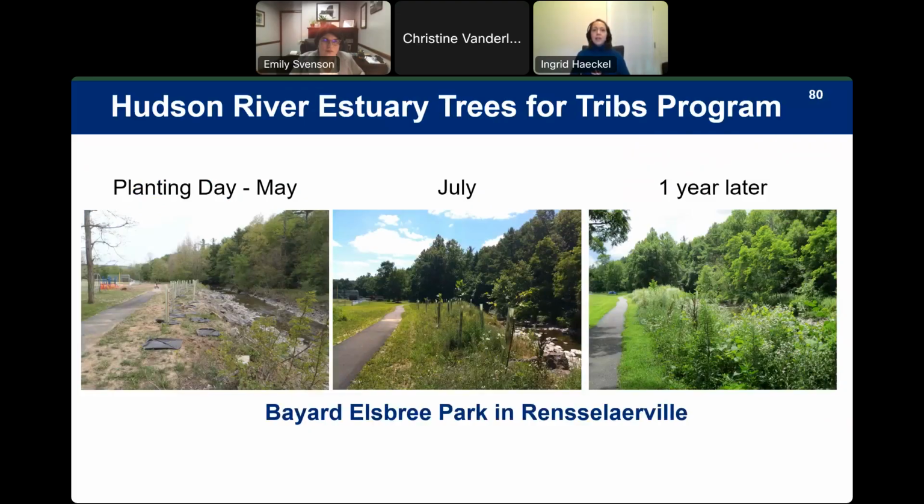And lastly, the Hudson River Estuary Trees for Tribs program helps streamside landowners and municipalities to protect and restore stream buffers by providing free trees and shrubs and assistance with plantings. And municipalities and other partners can really help us to spread the word with property owners about this program. And some have been involved with restoring stream buffers on municipal parks or other municipally owned land, like this example.